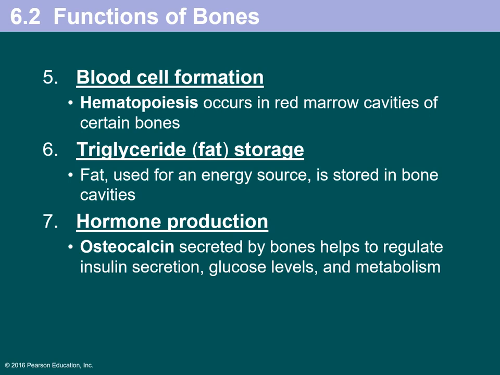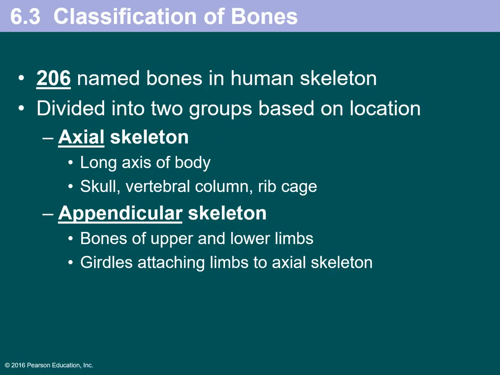And then there's also another function of bones, which is hormone production. A lot of people don't necessarily think about it. Osteocalcin is secreted by bones. It's going to help with regulating insulin secretion, which is involved with glucose levels, which is related to your metabolism. So there's several different functions of the bone.